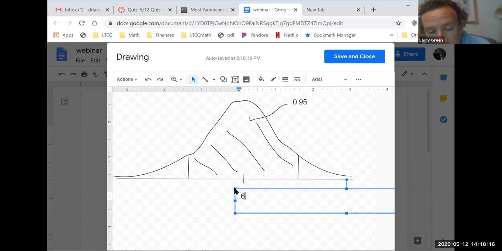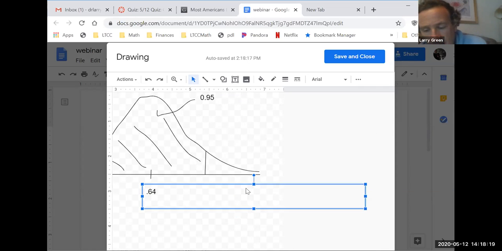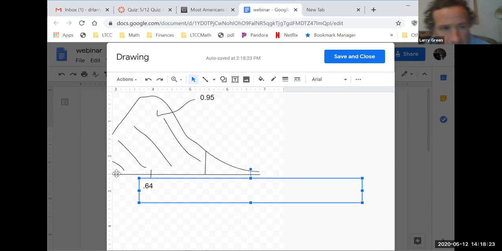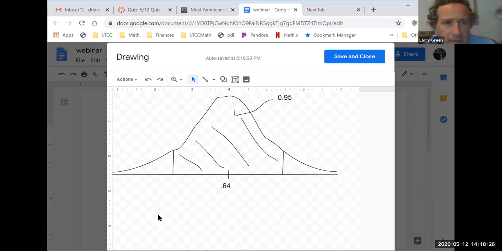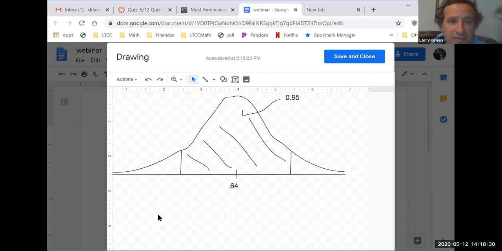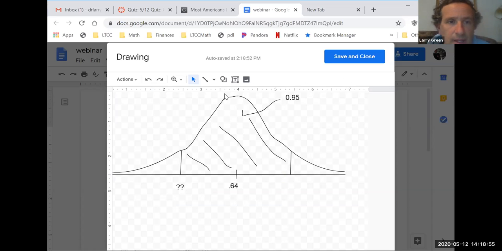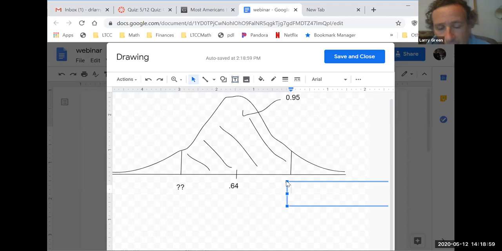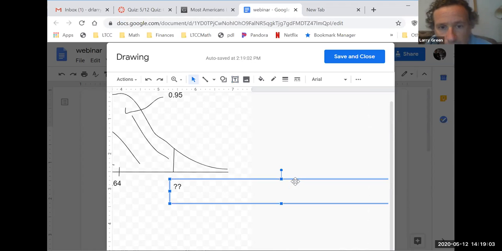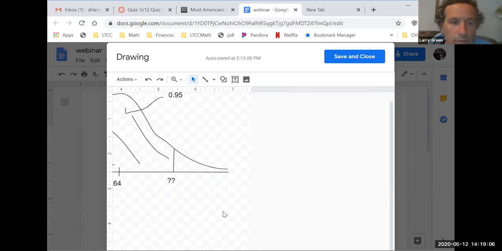This is 0.64. Right? Because that's what the central limit theorem tells us. It tells us that our best guess for the population proportion is a sample proportion. And what we want to do is we want to say, well, let's pop these guys in. What's this guy? And what's this guy?